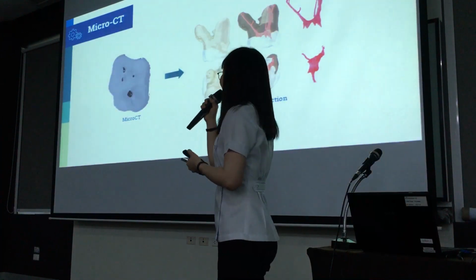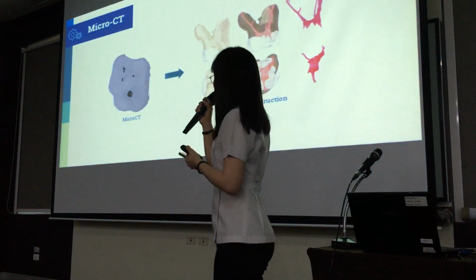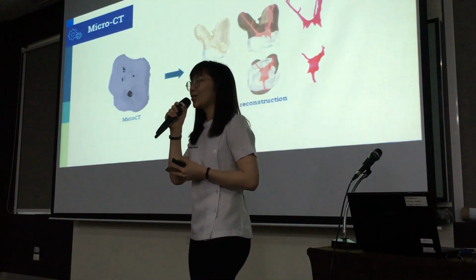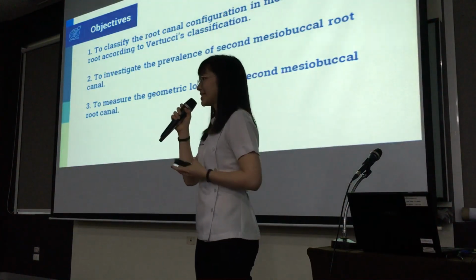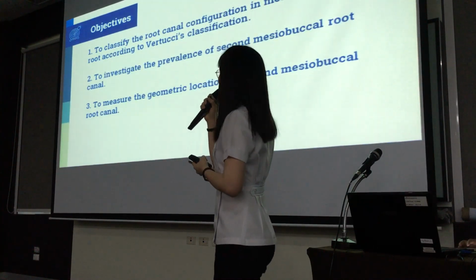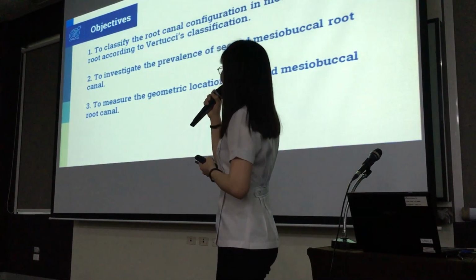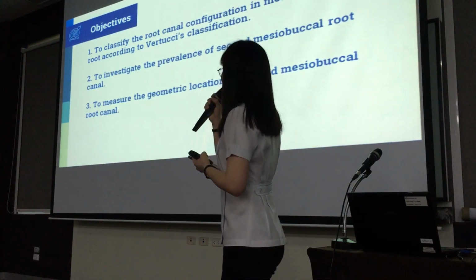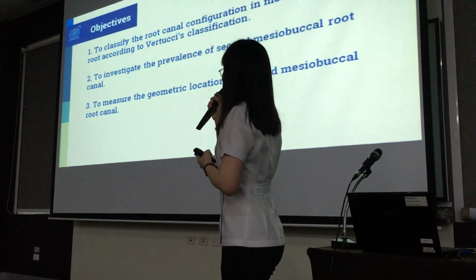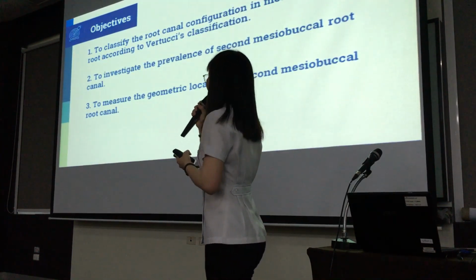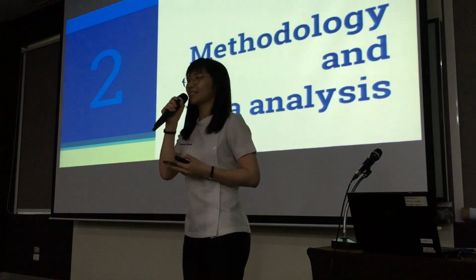From previous studies, there have been only 2 studies on MB2 in the Thai population, but none of them used MicroCT to investigate the root canal system. So, the objectives of this study are to classify the root canal configuration of the mesiobuccal root according to Vertucci classification, to investigate the prevalence of the second mesiobuccal root canal, and lastly, to measure the geometric location of the second mesiobuccal root. Let's move to the methodology and data analysis.